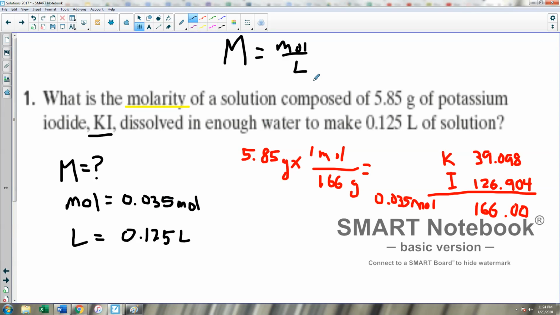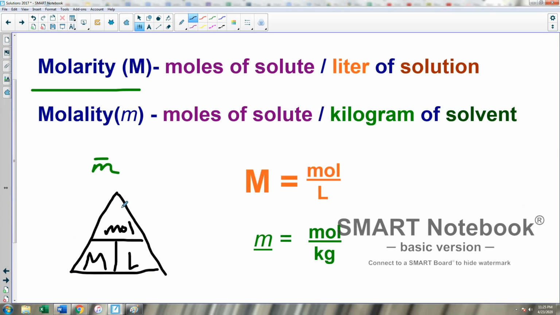So to calculate the concentration, I do 0.035 moles divided by the number of liters. So that comes out to 0.28. Molar is the unit for that. So the answer is this divided by this. That's what the whole triangle I was trying to draw. So if I'm looking for molarity, you can kind of cover that part up and say, oh, what's left over is moles over liters.